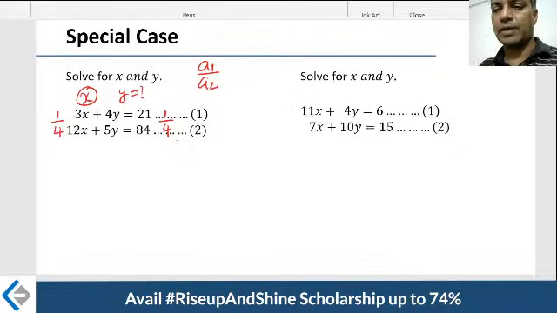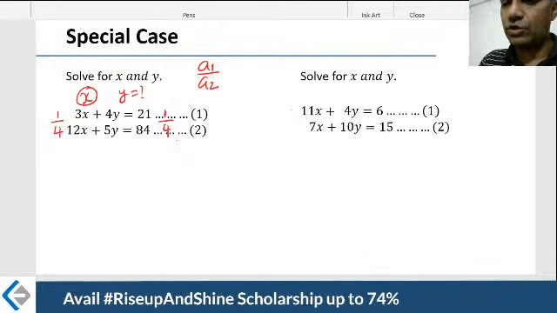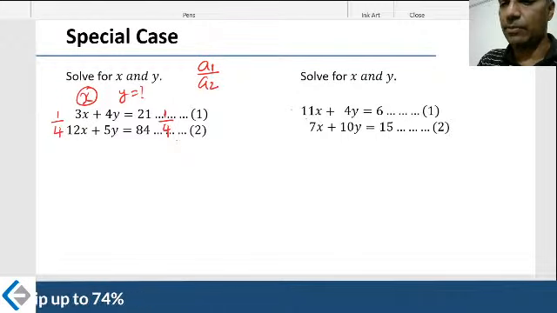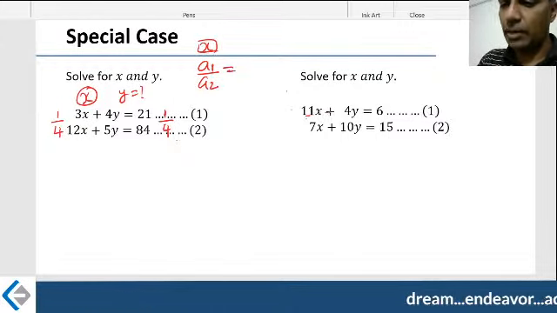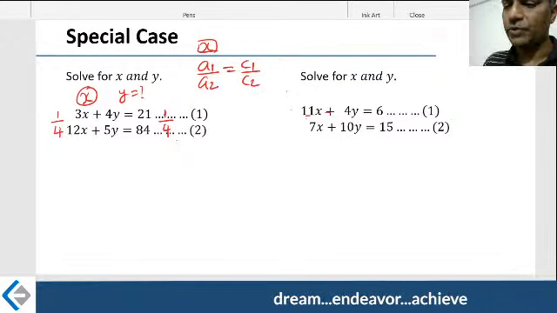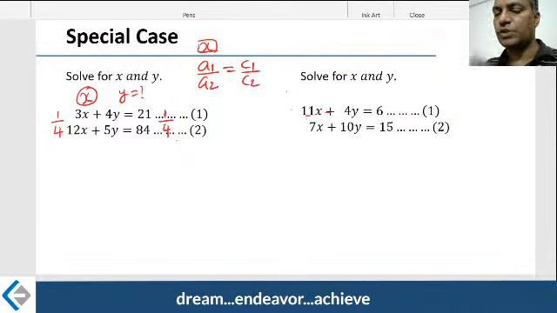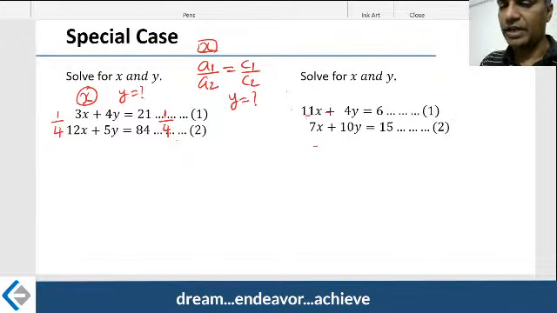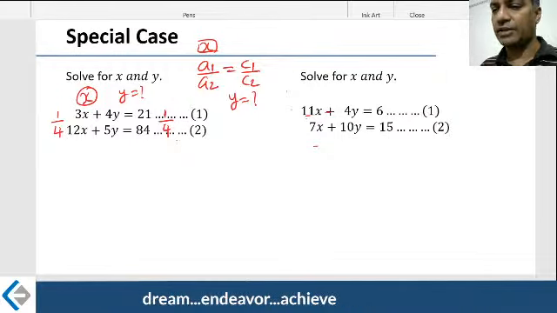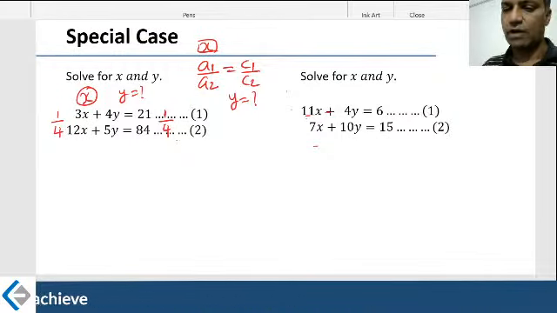a1x plus b1y plus c1 is the first line, a2x plus b2y plus c2 is the second line. When I'm writing a1 and a2, I'm talking about the x portion of it. And for the constant terms, if that is equal to c1 by c2, that is, if a1 by a2 is equal to c1 by c2, you can quickly find y without much hassle or effort. Let's see how.